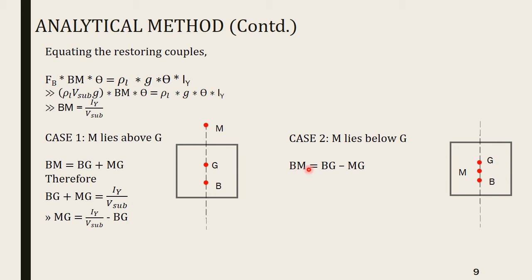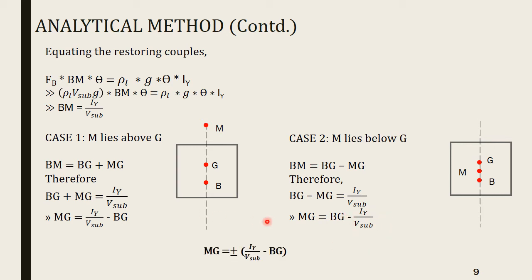And so again, BM is known to us as Iy by volume of the submerged portion. So metacentric height can be written as BG minus Iy by volume of the submerged portion. So in case 1, MG is Iy by volume of submerged portion minus BG. In the second case, MG is BG minus Iy by volume of submerged portion. So we can conclude that metacentric height is given by plus or minus Iy by volume of the submerged portion minus BG. BG means the distance between center of buoyancy and center of gravity. That is BG. Okay. So this is case 1 and case 2.